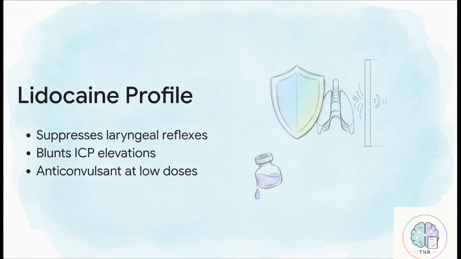When a breathing tube is inserted, the body's autonomic reflexes naturally want to fight back. Our first line of defense is lidocaine. Given intravenously, its job is to suppress those harsh laryngeal reflexes and effectively blunt the massive spikes in intracranial pressure normally caused by endotracheal intubation or suctioning. Now, at low doses, it acts as an anticonvulsant, but you have to be precise. High concentrations might actually provoke the exact seizures you're trying to avoid.